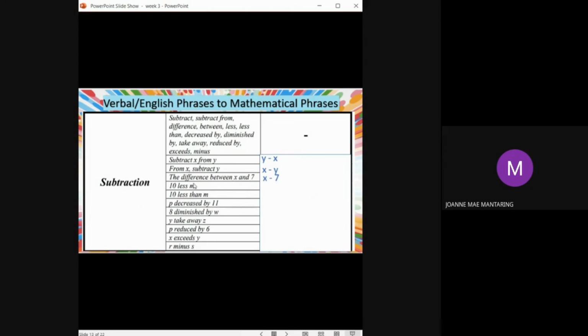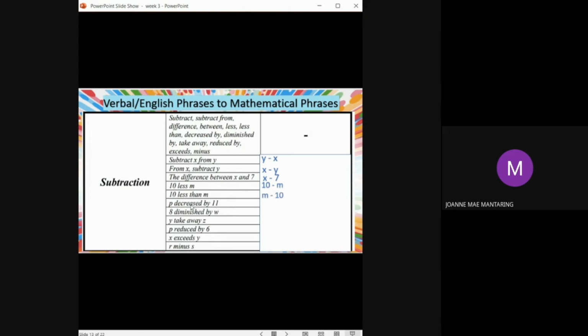Another example is 10 less m. 10 less m. So it will be 10 minus m. Another example, ito, 10 less than m. Okay, may less than na. Yung sabi ko sa inyo, after ng less than, kung anong quantities yung binanggit, yun po ang mauuna. So it will be m minus 10.